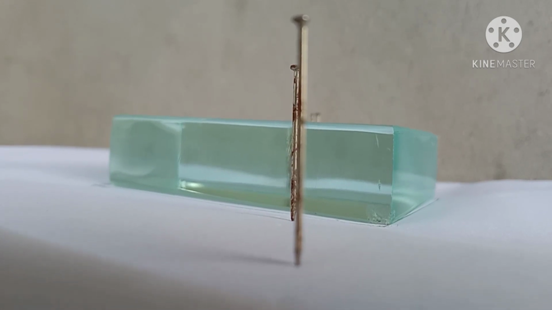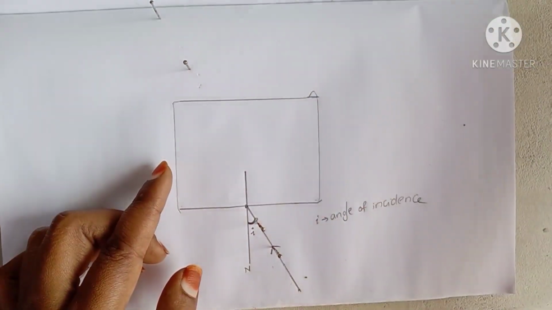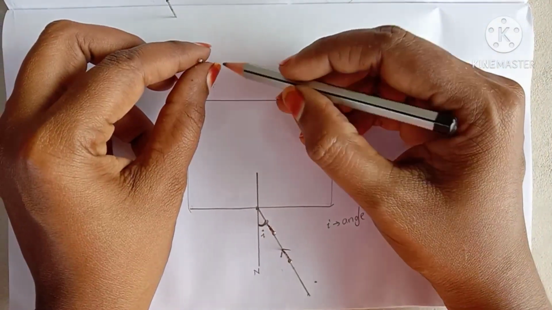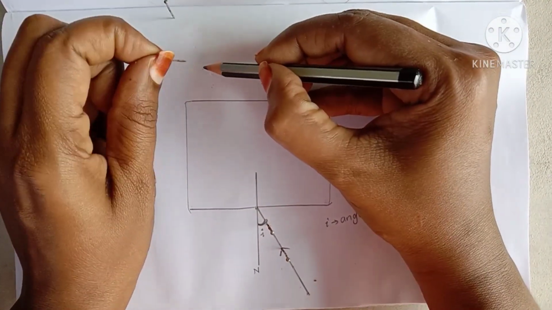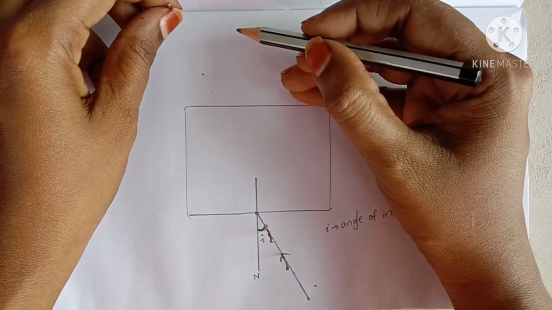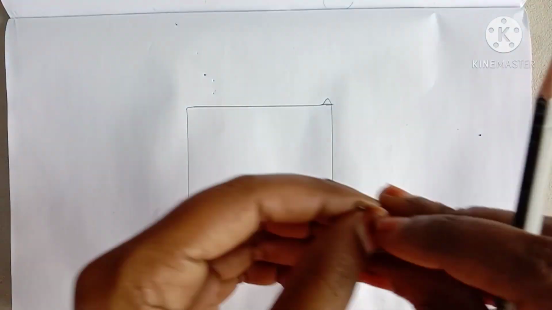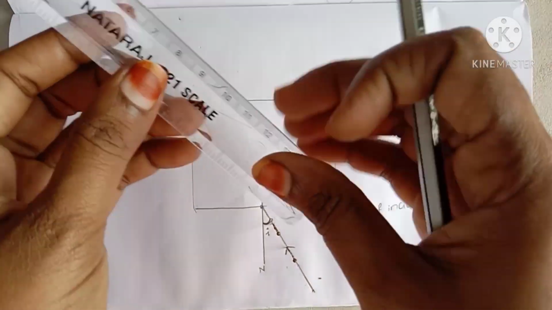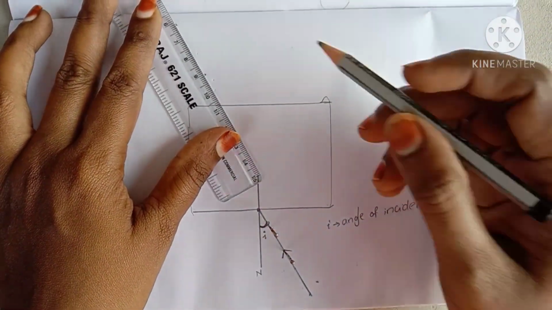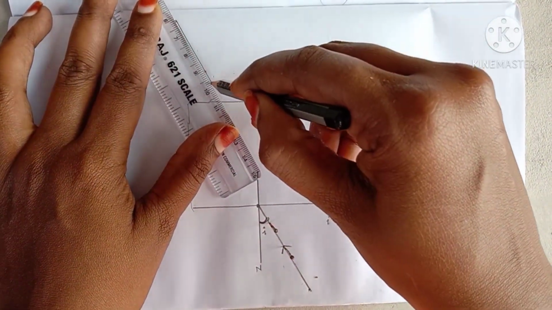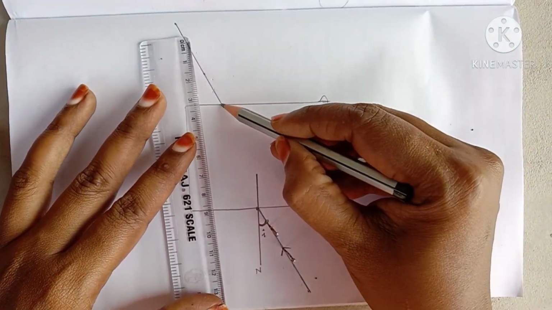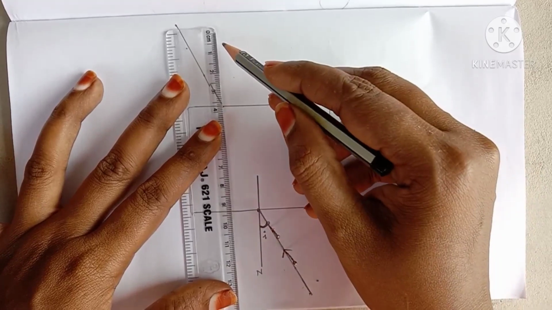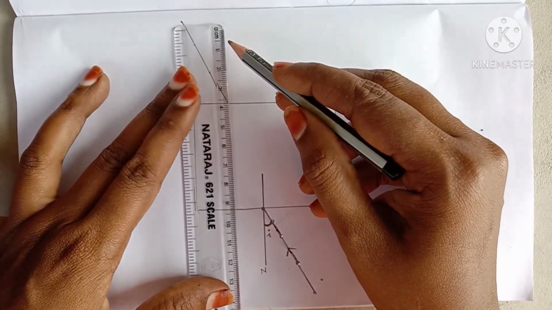Now we can see from the top of that. Yes, now remove the glass slab and remove the pins also. At the pin points we have to mark, and take another pin, and now join these 2 points using the scale. Where that line coincides with that side of the glass slab, at that point we have to draw one perpendicular line.